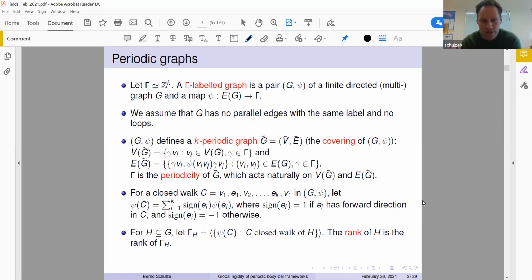So intuitively, this rank, of course, tells you how the edges of this gamma labeled graph wrap around the fundamental cell of the lattice, so to speak. Right? So if the rank is 0, you just have a finite piece sitting in the fundamental cell. If the rank is 1, then it wraps around in one way, and if the rank is 2, then it wraps around in 2 ways, and so on.